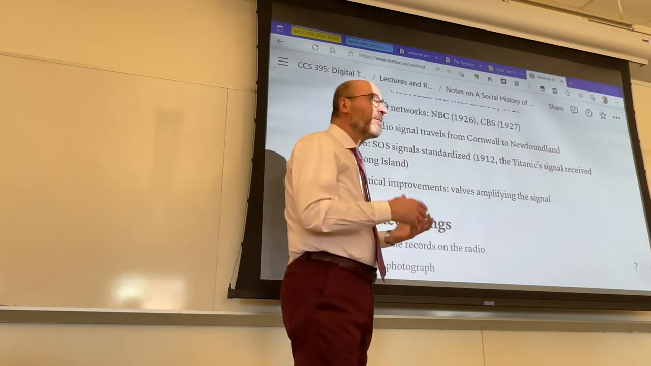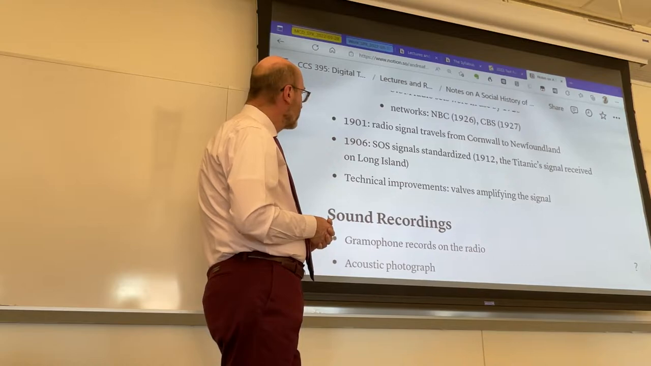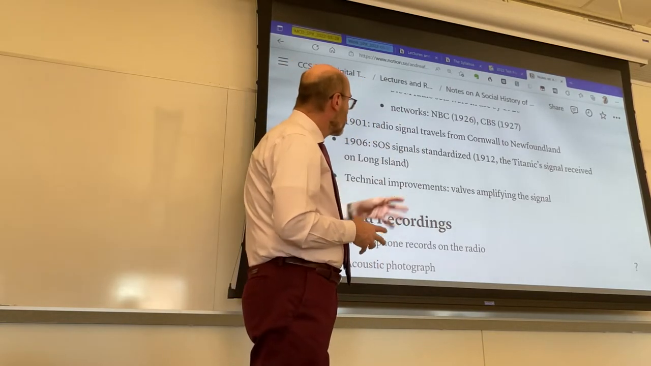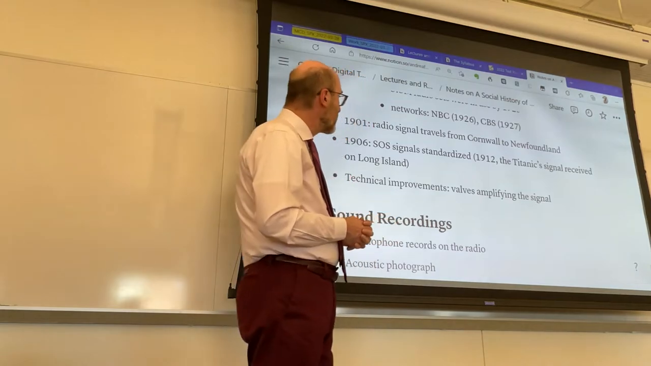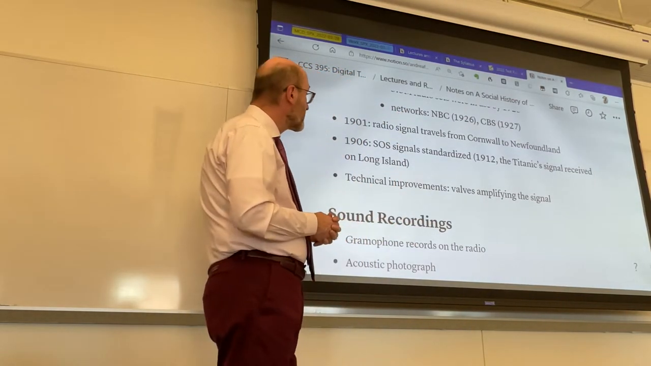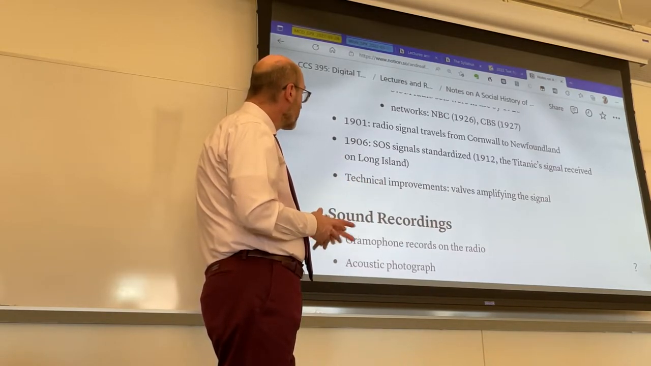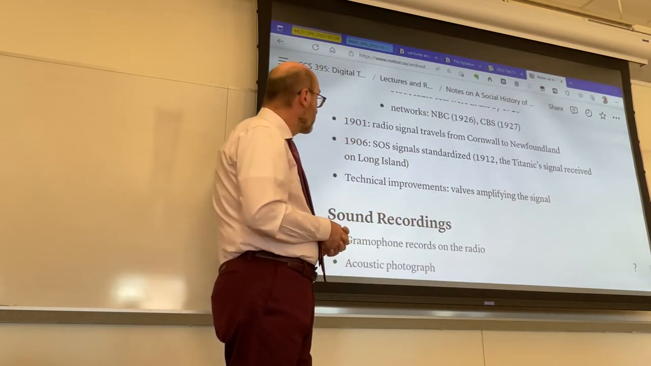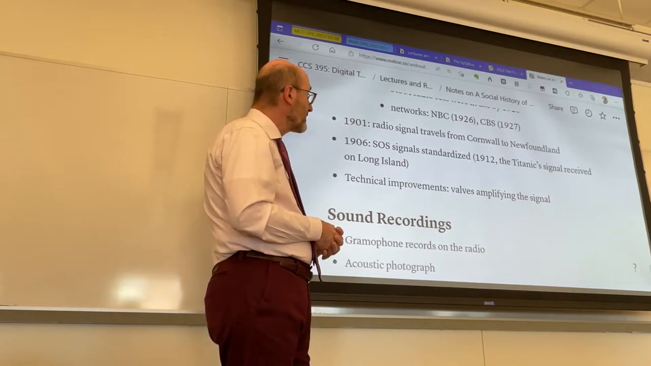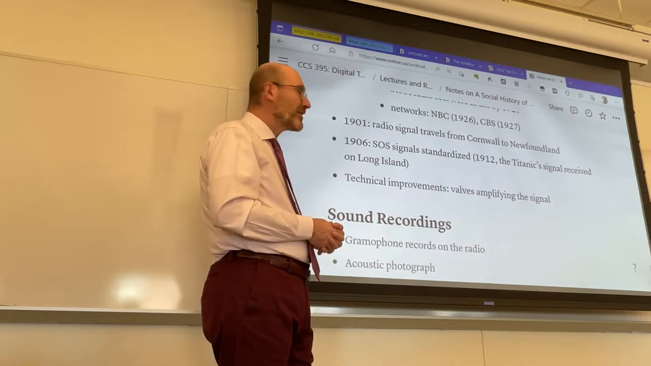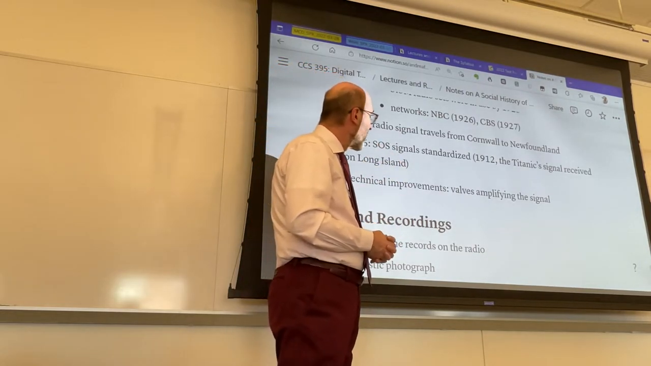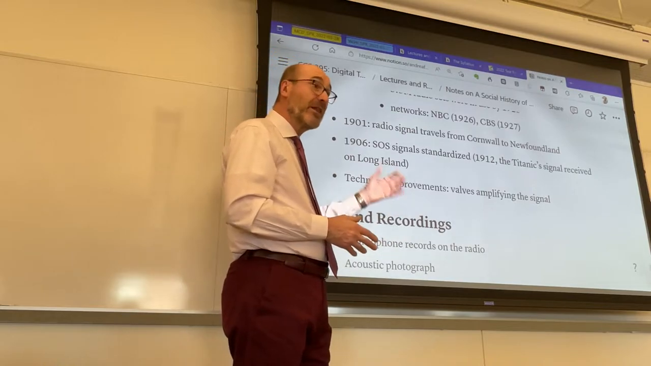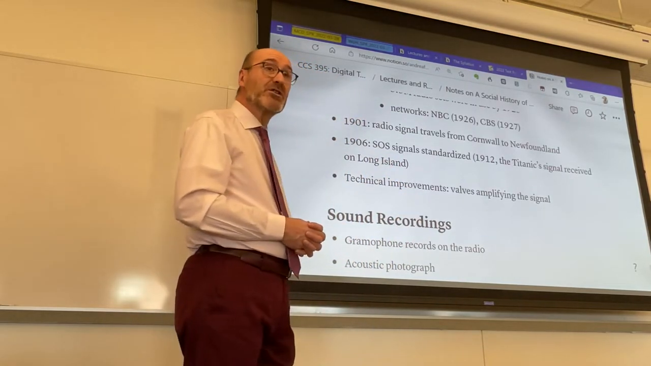In terms of the power of these devices, by 1901, a signal can travel for 2,000 miles, the space that separates Cornwall in southwest England from Newfoundland, a big island east of Canada. In 1906, the SOS signal from a ship in distress was standardized, and of course, radios were installed on ships for this purpose. And when in 1912 the Titanic sank, the SOS signal went out via radio, and the signal itself was received at a radio station in Long Island.